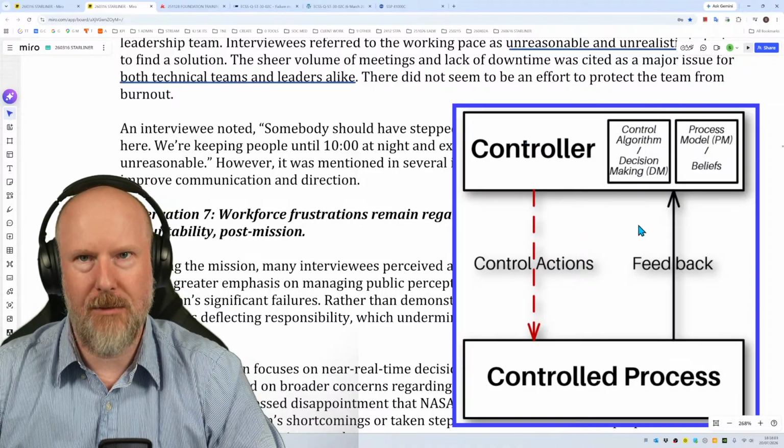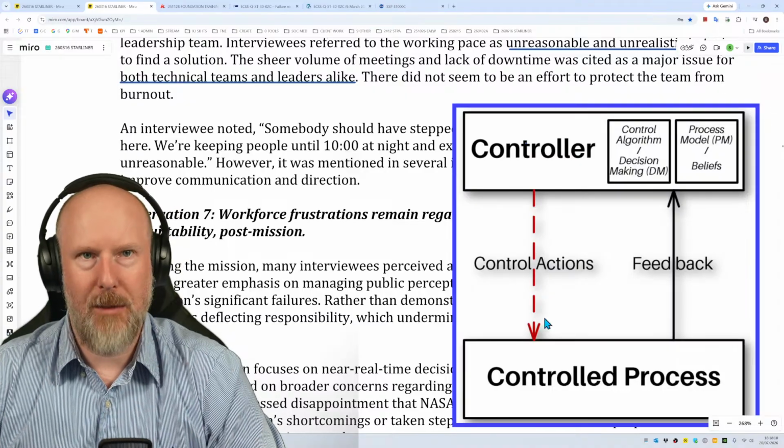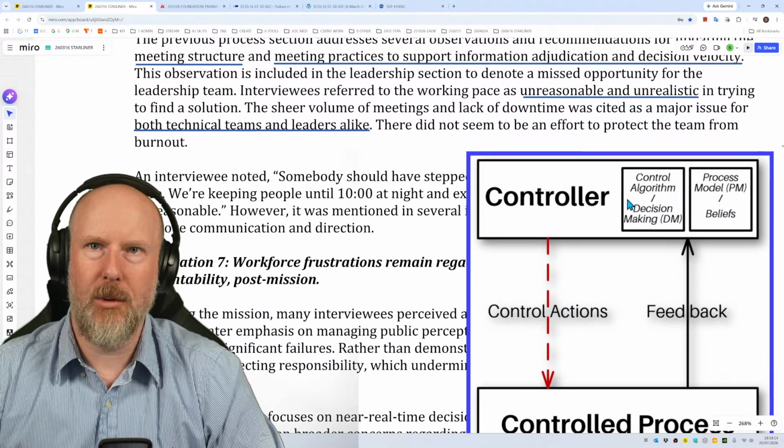Think about it through the lens of this control loop. Who or what is the controller? What control actions didn't they provide? And then have a look at, well, how is that loop fulfilled?